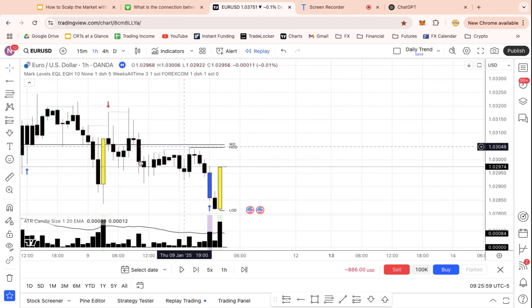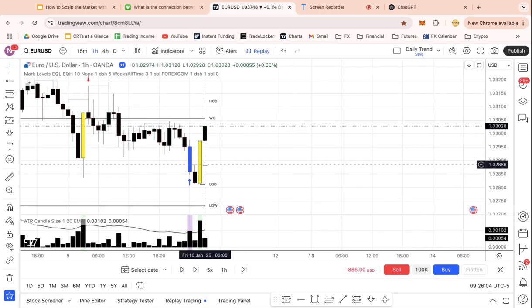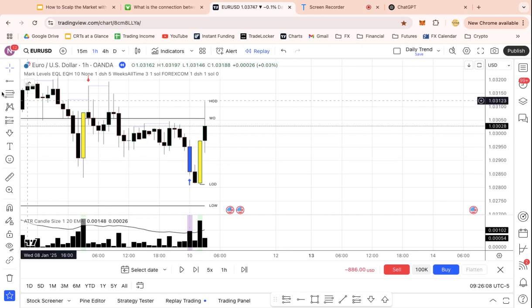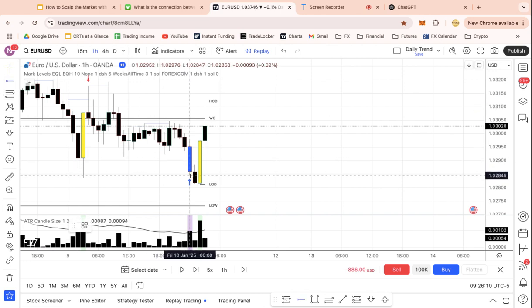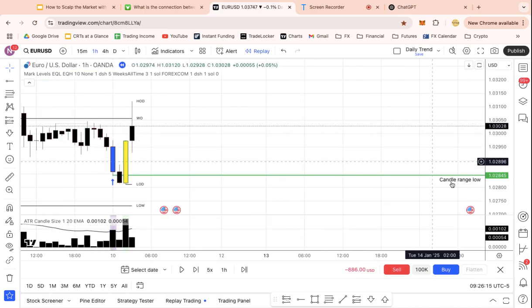Okay, so that did hit. Took a while though. That took hours to play out, but it finally did, so that's good. All right, looks like I missed one. I clicked the mouse a little too fast. Okay, this was at midnight. This is a candle range low here. The money candle did not break it.